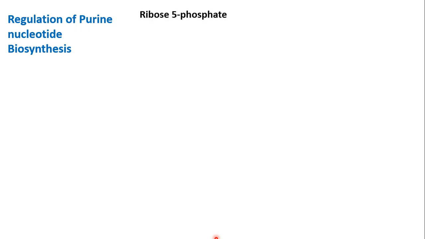Before moving to the regulation, first let me give you an overview of the de novo pathway of purine biosynthesis. The first substrate for purine biosynthesis by the de novo method is ribose 5-phosphate. Ribose 5-phosphate is from the HMP pathway, that is carbohydrate metabolism. In the presence of ATP and the enzyme PRPP synthetase, it forms phosphoribosyl pyrophosphate, also known as PRPP.